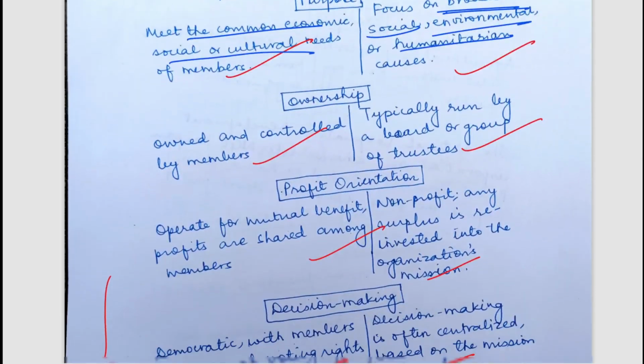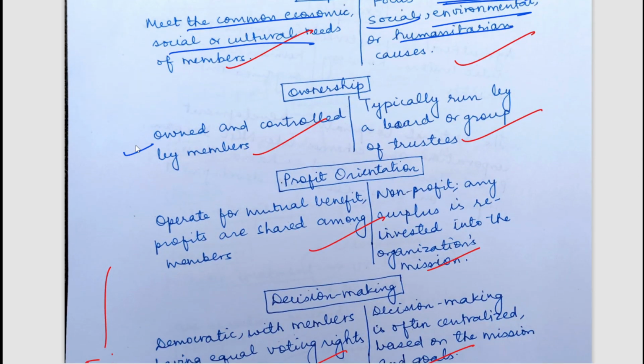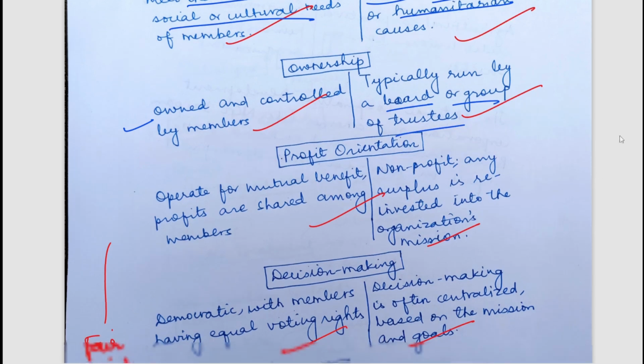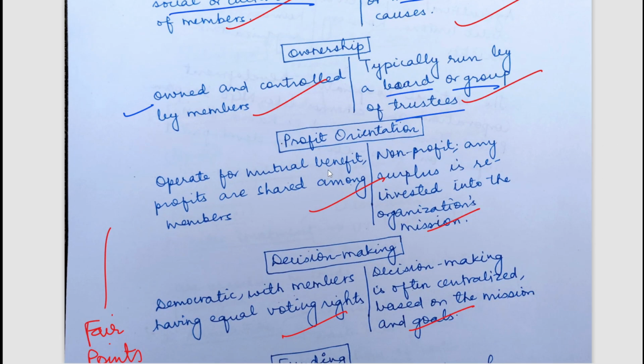Ownership: the cooperative is owned and controlled by members, while the NGO is typically run by a board or a group of trustees. Okay, there are certain things that lead to profit orientation. In cooperatives, everyone is there for their mutual benefit, that is mutual economic gains. But in NGO, it is for non-profit.